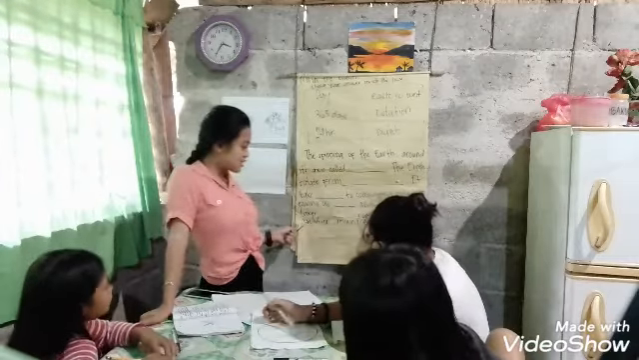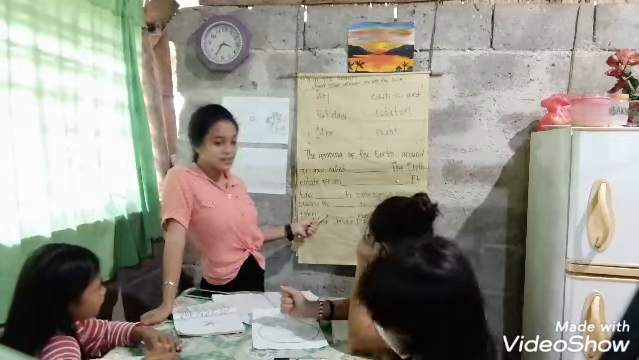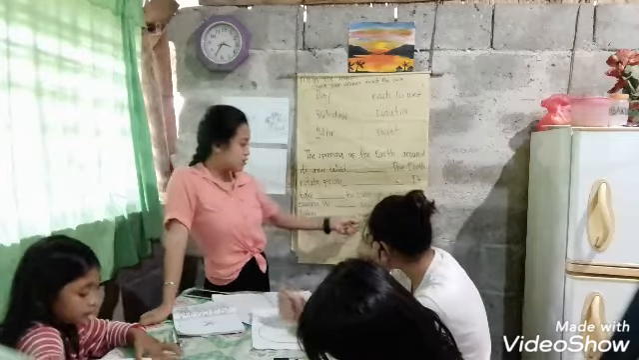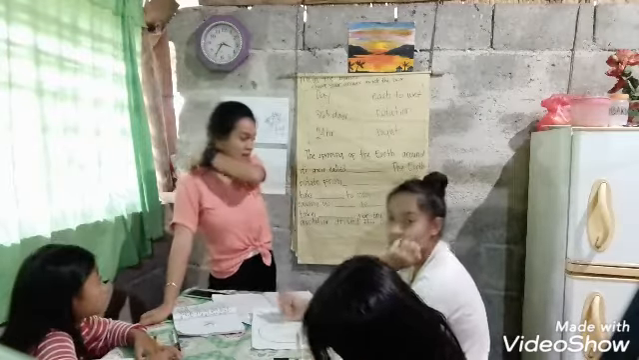The Earth takes 365 days for one complete revolution around the sun.